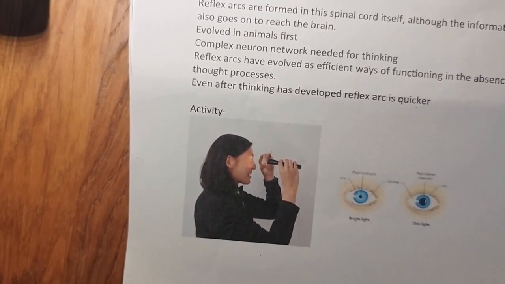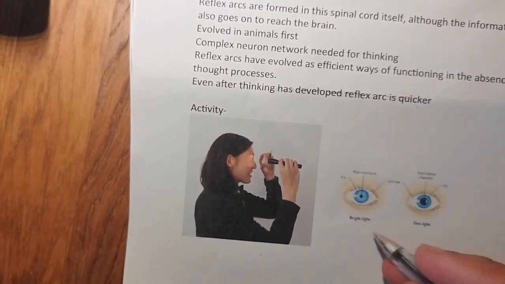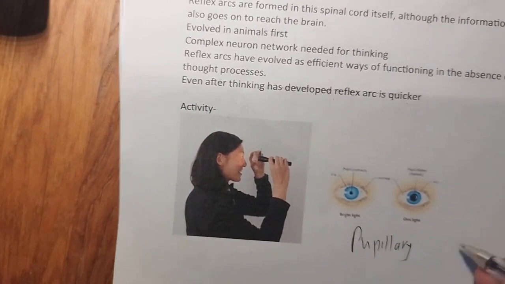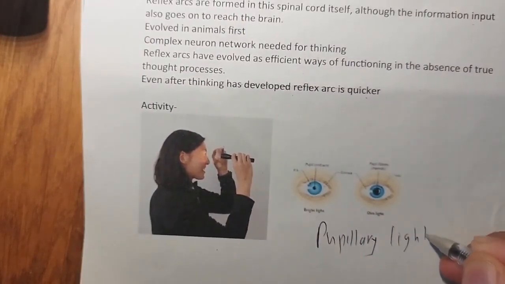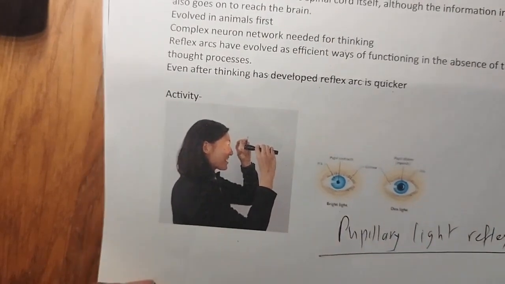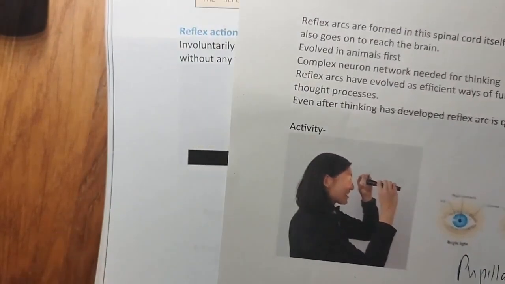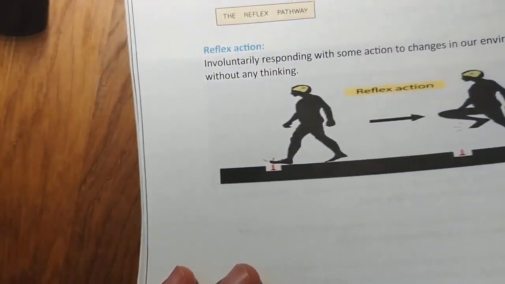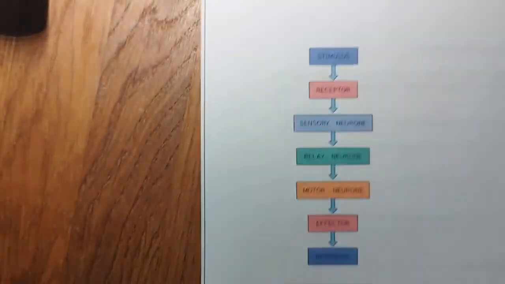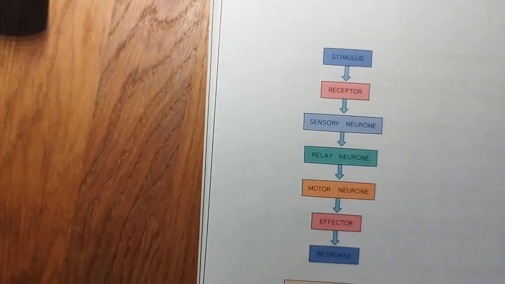This is also called the pupillary light reflex, and it's a protective reflex that protects our inner eye structures from excessive light. Now, what they want you to do is trace the sequence of events.